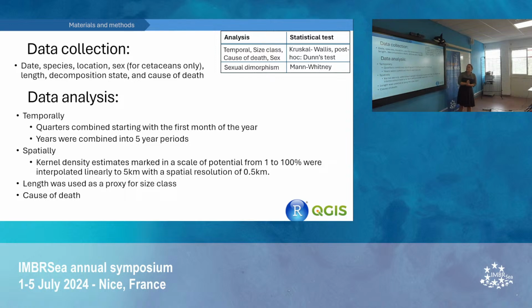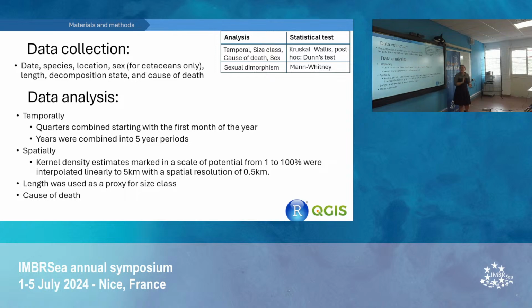So for our data collection, we collected the date, species, location, sex for only cetaceans, the length, the decomposition state, and cause of death for all of our strandings that were accessible through necropsies. And for our data analysis, I analyzed the data temporally by quarters, starting at the beginning of the year, such that January, February, March makes up Q1, and then continues throughout the year. For our years, our periods are divided into periods of 5 years, except for our first period, which is a period of 6 years, just due to the number of years that we had.